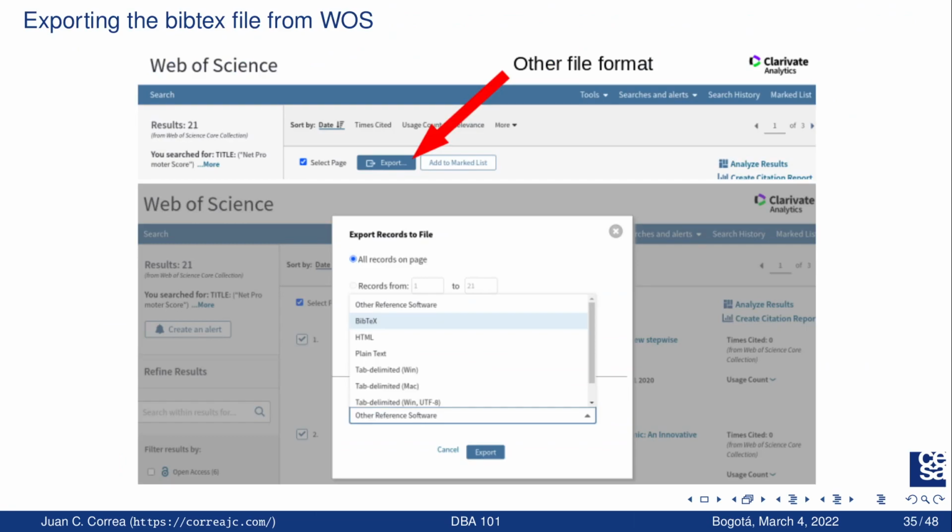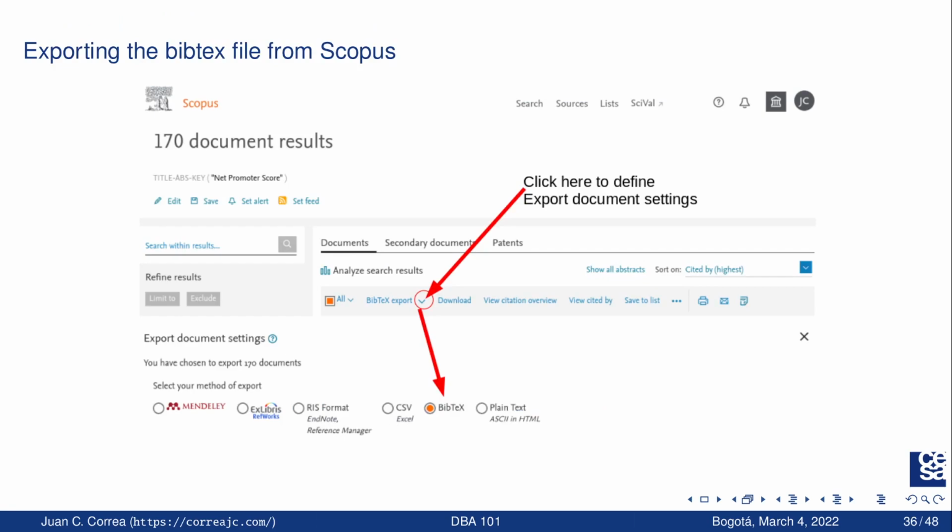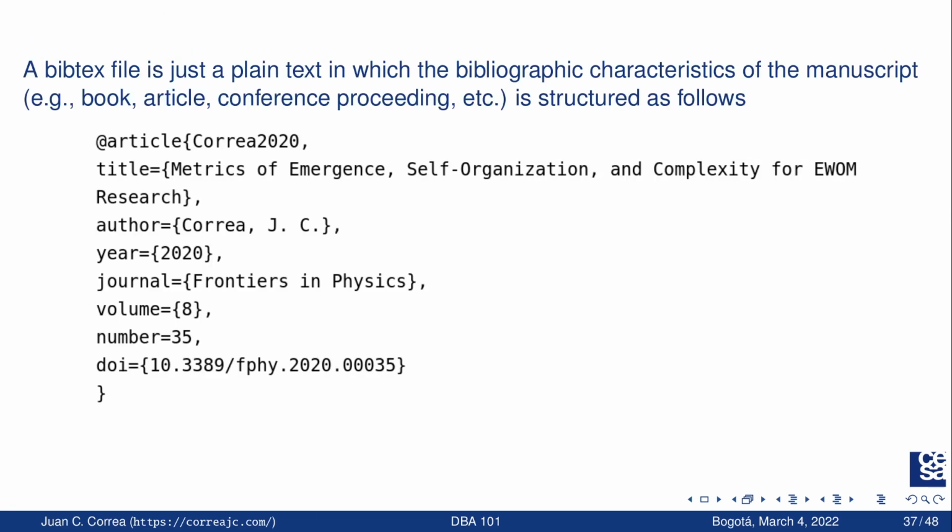So once I identify the results, the idea is to export the data in a particular format, which is BibTeX. I'm going to explain this in a minute, and use this input to analyze the information contained in this particular file. Here you have a print screen of how to export the BibTeX file from Scopus, and you get a list of different articles structured as follows.